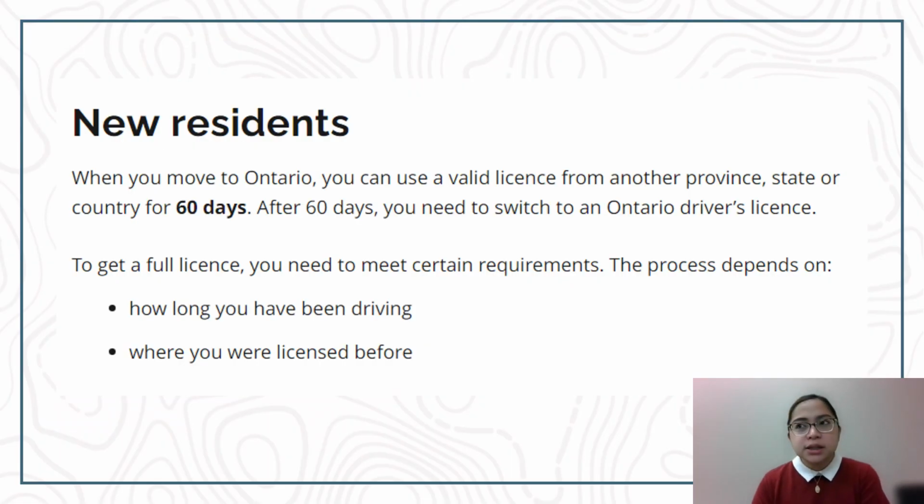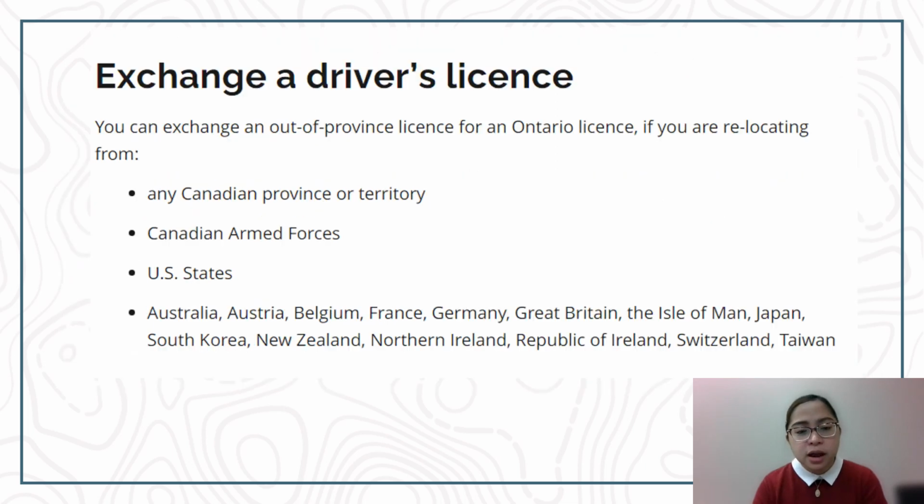So if you are a new resident here in Ontario, you have 60 days to be able to use your valid license and drive in Ontario. But after 60 days, you need to get your Ontario driver's license to be able to drive anywhere in Ontario. So you can exchange your driver's license from other places or countries if you are from any Canadian province or territory, if you're a member of the Canadian Armed Forces, or if you're from any US states and you have a driver's license from there, or if you're coming from the following countries.